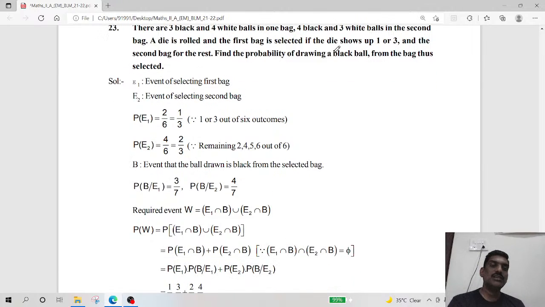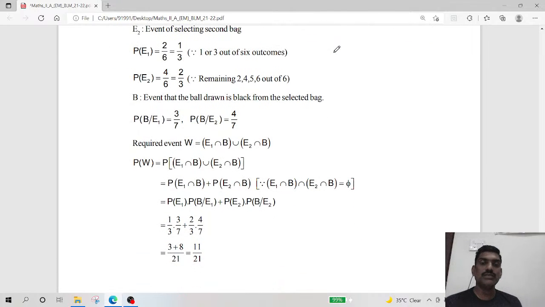E1 is given as event of selecting first bag, E2 is given as event of selecting second bag. P of E1, P of E2 both are given. P of B given E1, drawing the black ball. So in E1 black ball, in E2 also black ball. Yes. But then E1 intersection B union E2 intersection B.